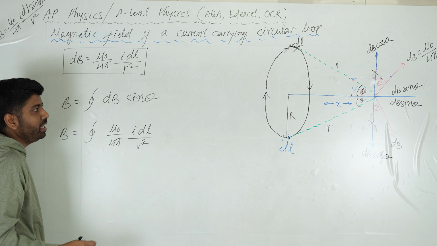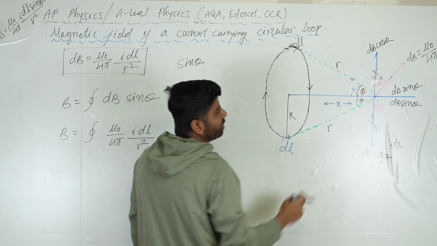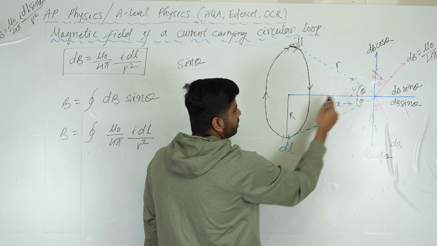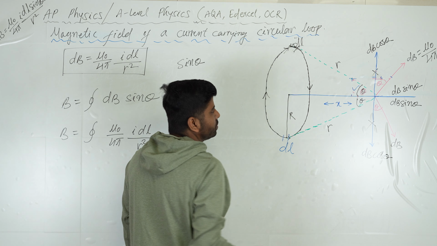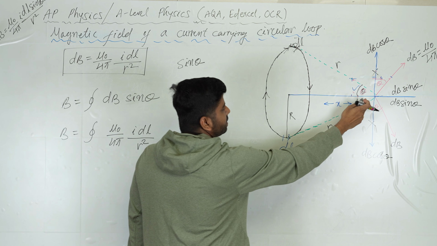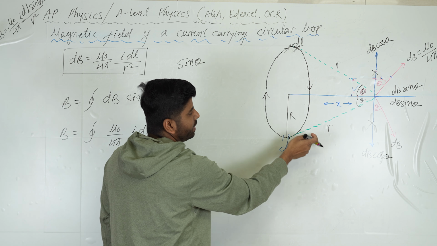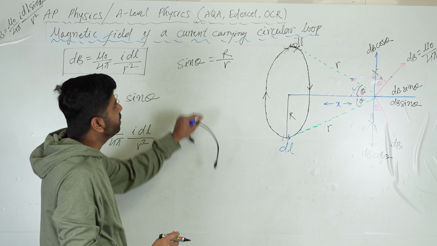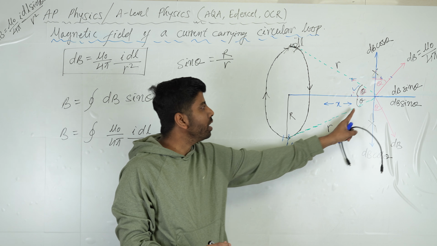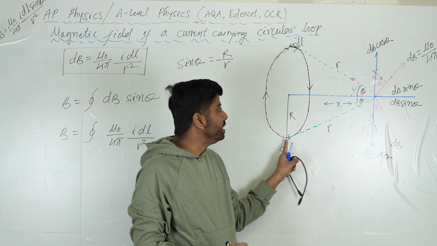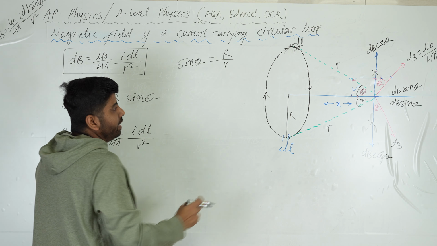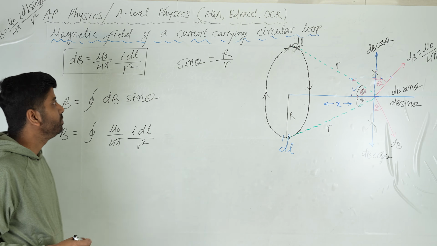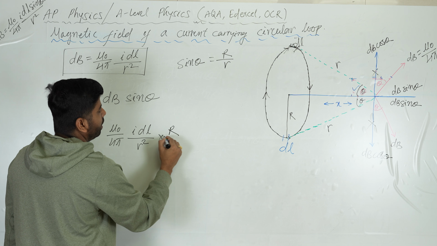Let me explain sin theta. Theta is this angle. In this right angle triangle, theta is the angle, this is the opposite side and this is the hypotenuse. So sin theta is the ratio of the opposite side to the hypotenuse. So I can write R upon small r, where R is the radius and small r is the distance from dl to the point, and x is the distance from the center of the loop to the point.